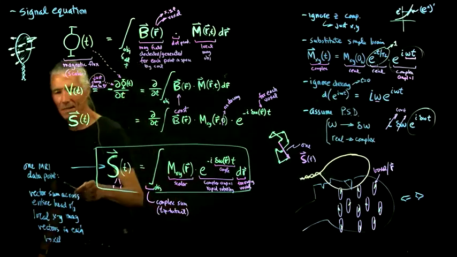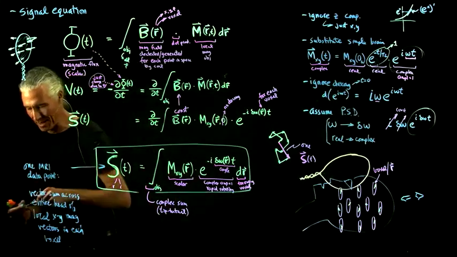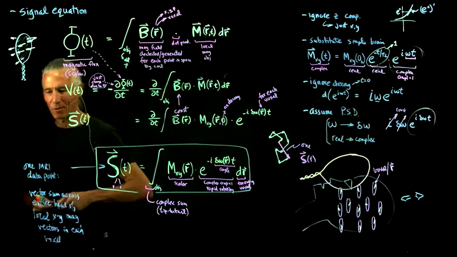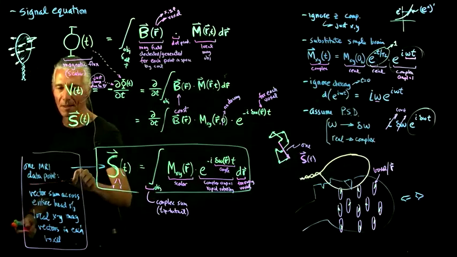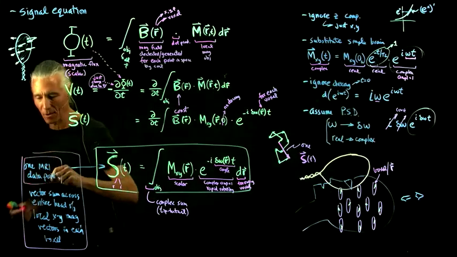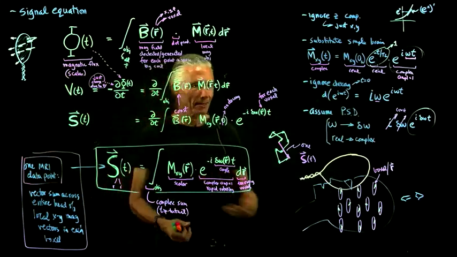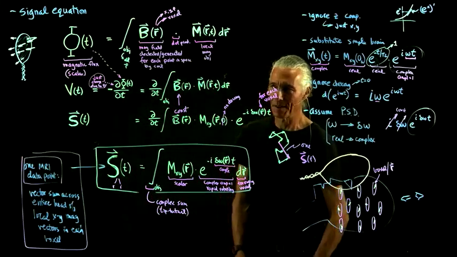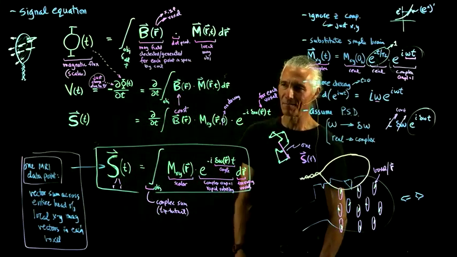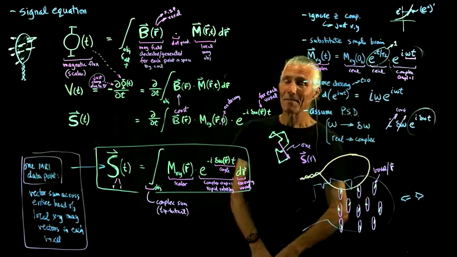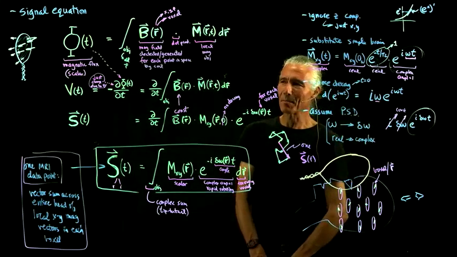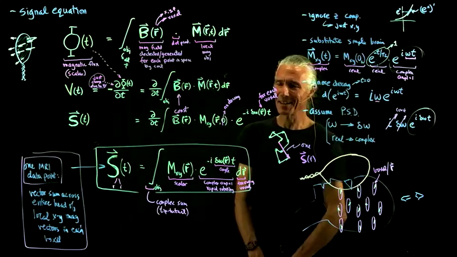So that's the bottom line. It's the local vector sum of the local XY magnetization summed across the entire head. And all MRI data points are like this. So now at this point you're probably thinking that's kind of looking bleak. Like how do you get a voxel out of that?